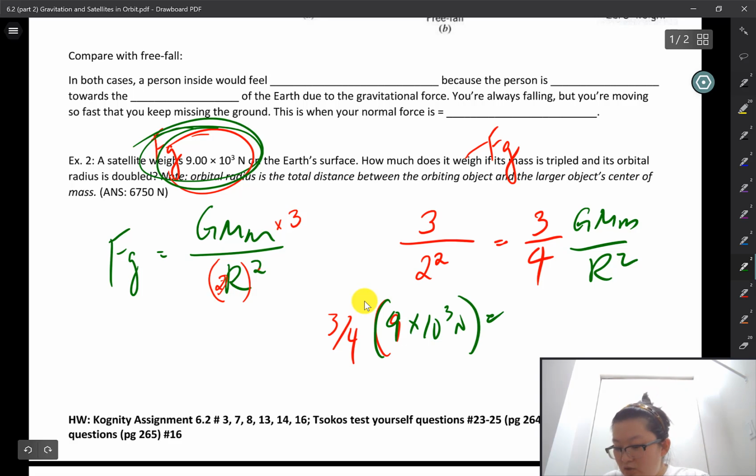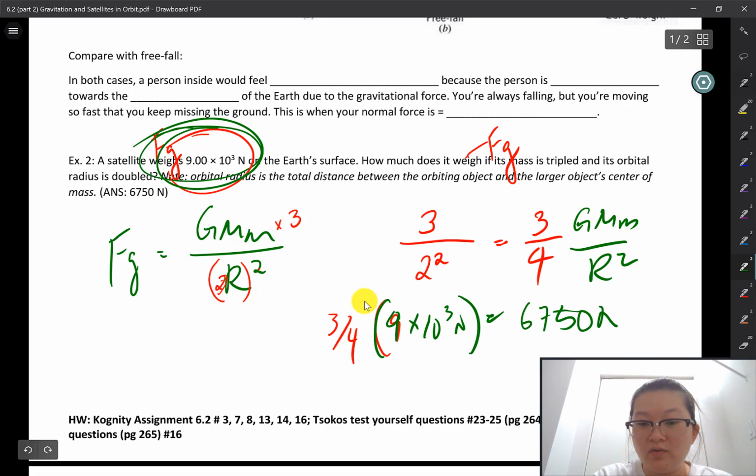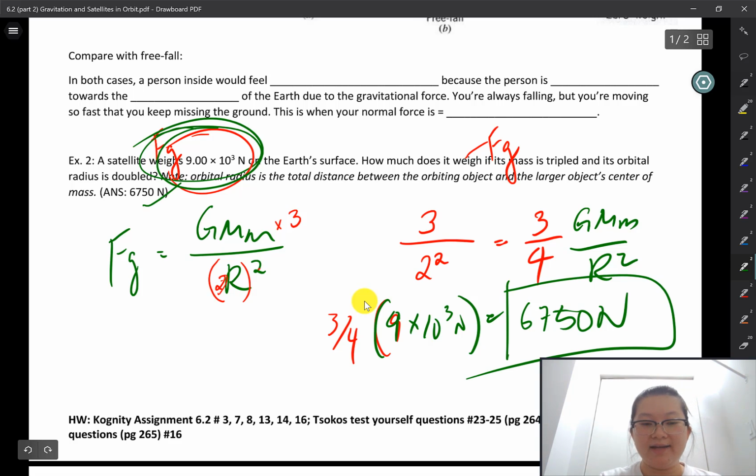Putting that into our calculator, I'm just going to do 9 times 3 over 4. That's going to give us 6.75, so 6750 newtons compared to before. Okay, so that's kind of like doing a ratio test.